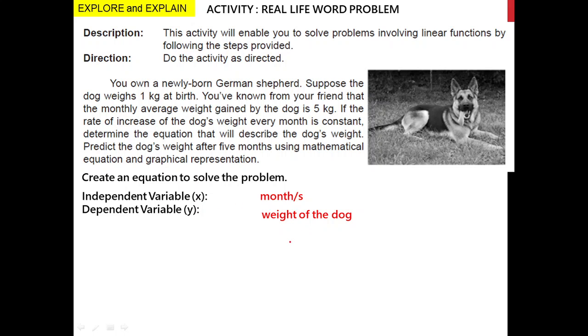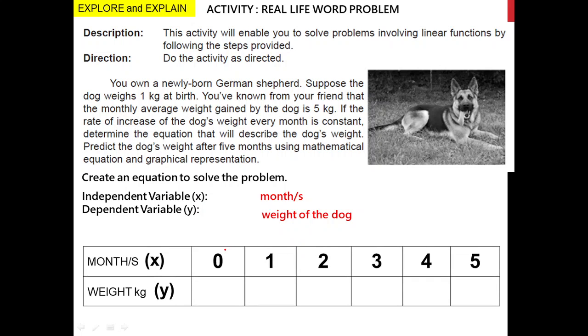Now based on this, we can create a table of values, where our domain x will be our number of months, so from 0, 1, 2, 3, 4 until the 5th month. Now, how do we solve for the value of our range y? Based on this situation, the weight of the dog is 1 kilogram at birth. At birth, that would be 0 months, right? So at 0 months, the dog already weighs 1 kilogram.